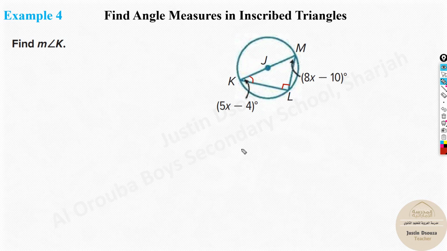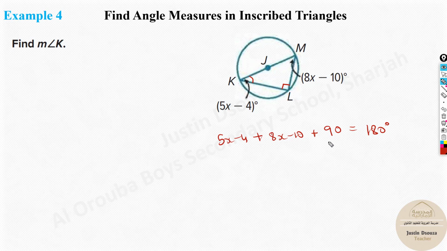So it's just add up all and equate it to 180. That means this is one side, that is 5x minus 4, plus here m is 8x minus 10, plus this is 90. This is the entire angles of all the vertices of the triangle. So they must be equal to 180 degrees if it's a triangle.